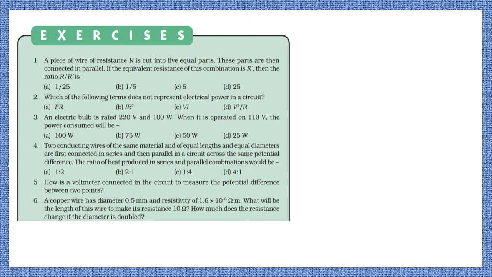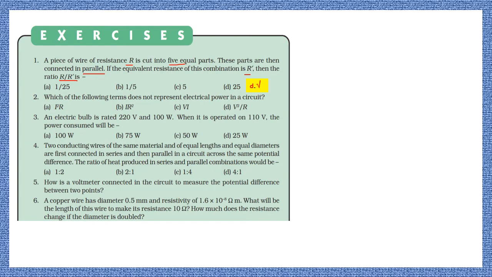So the first question, let me read it for you. A piece of wire of resistance R is cut into 5 equal parts. Okay, there is a wire and that is cut into 5 equal parts. These parts are then connected in parallel. If the equivalent resistance is R dash, then find out R upon R dash. Okay, the correct answer will be 25.